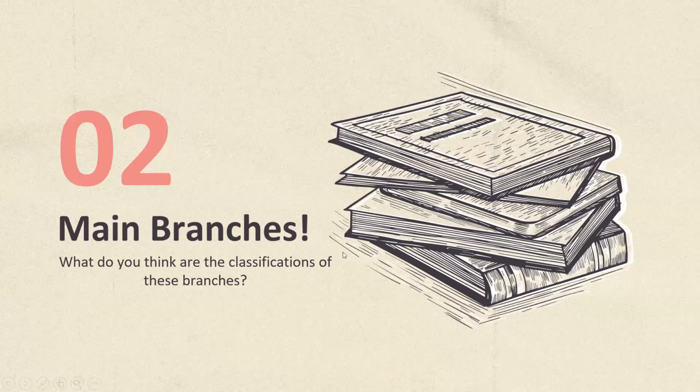Today, in today's lecture, we will be talking about the main branches of linguistics. In linguistics, we have 6 main branches. We also have other branches. We call them sub-branches of linguistics, but the main focus will be on these main branches. What do you think are the classifications of these branches? I think I mentioned a hint on them when we started to discuss the slides.